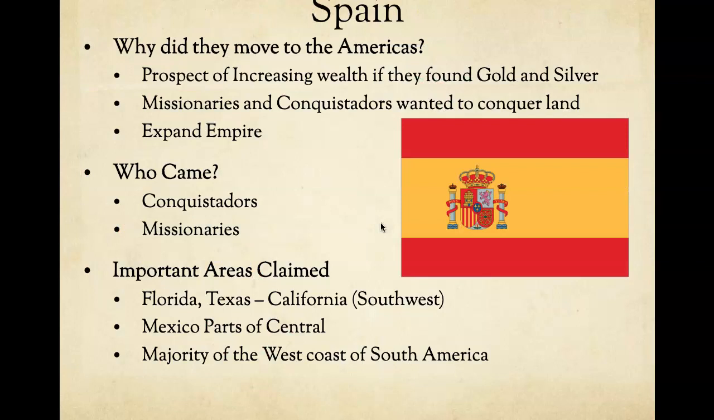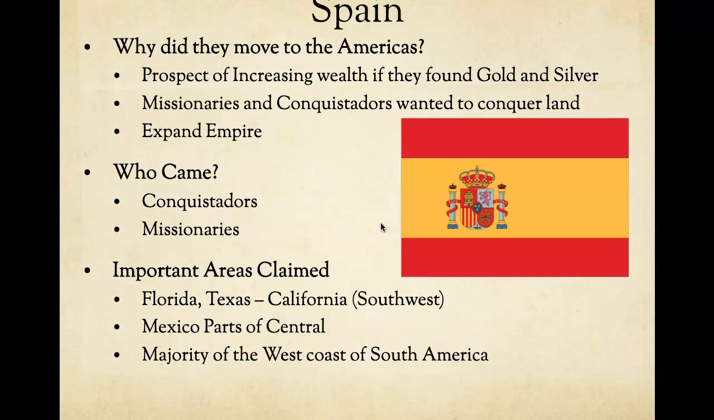So Spain. As you know from your work earlier this week, Spain conquered most of the land in the Americas. So why did they move? Spanish moved for the prospect of increasing wealth if they found gold and silver. So you read in your packet about all of the gold that they took from the Inca, over 26,000 pounds of silver. So there was that I can get rich.